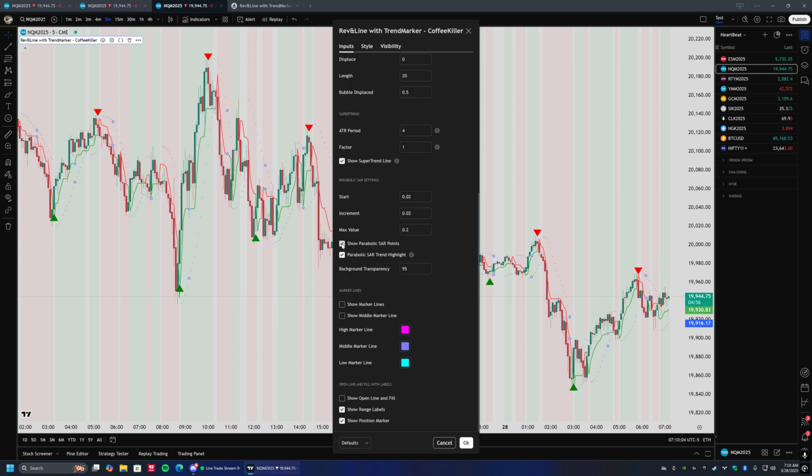Right here, you do not see the parabolic SAR points on. I don't know if you'll be able to see them, but I'll turn it on real quick. They're just little dinky dots. But this turns the highlight on and off. So if you click on this, that gets rid of that.